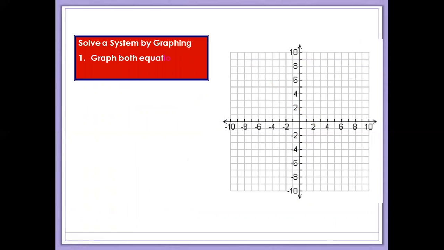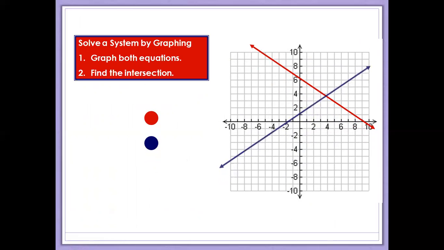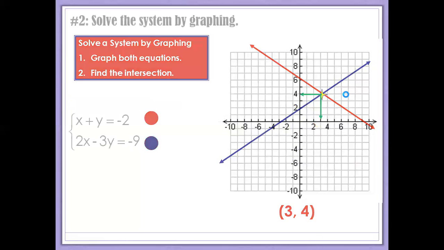Solve a system by graphing. Graph both equations and find the intersection. So if the first line is drawn like this and the second line is drawn like this, the first step I did is drawing the lines. The second step is to find the point of intersection between the two lines. This is the solution. So the point of intersection is my answer, which is x equals 3 and y equals 4.